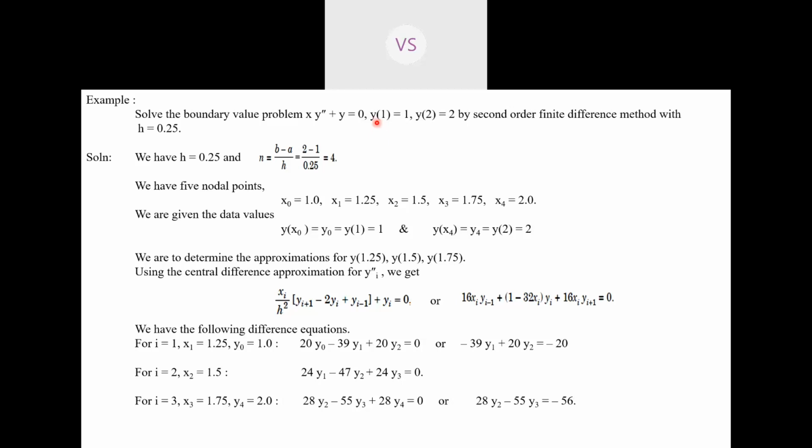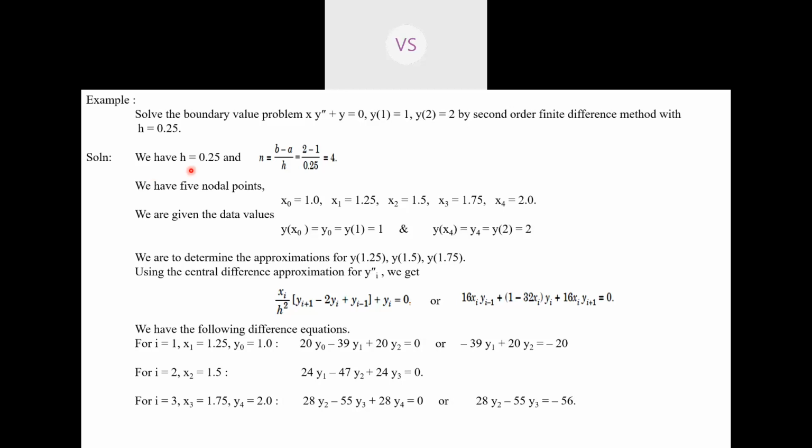At x is equal to 1, y is 1. At x is equal to 2, what is the value of y? It is 2. Okay, by second order finite difference method with h is equal to 0.25. Now what is given to you? The increment in x is given to you. The increment in x, we are considering it as h. So that increment is given to you. Okay, so we have h is equal to 0.25.